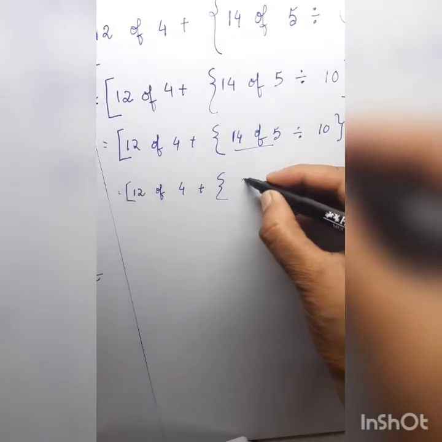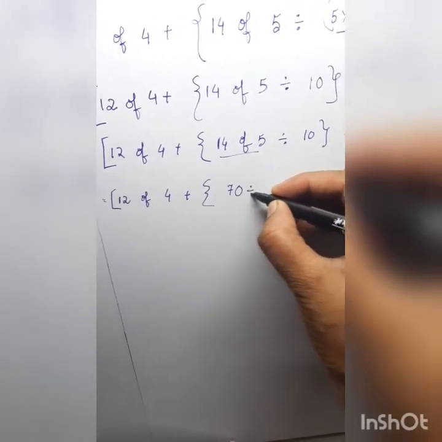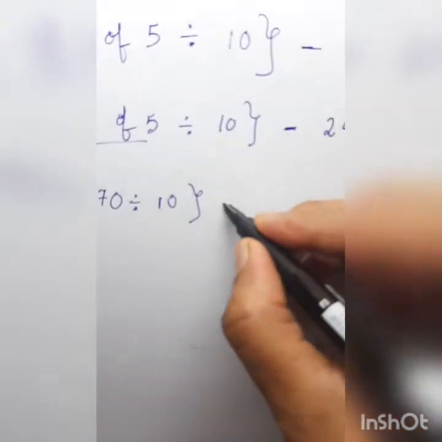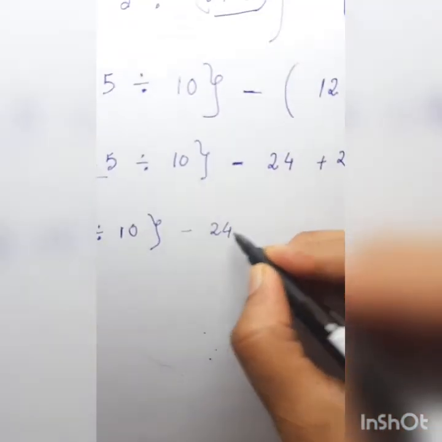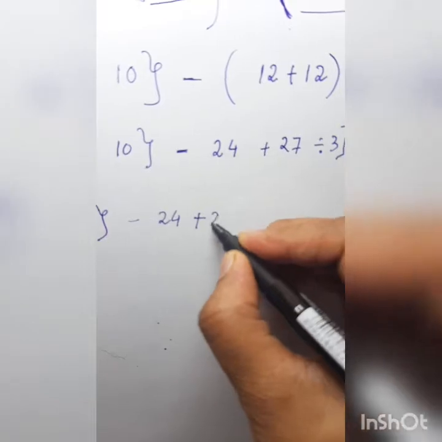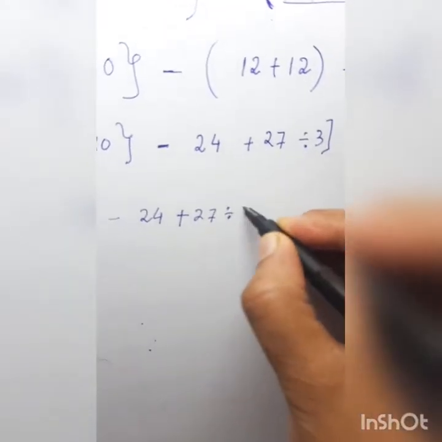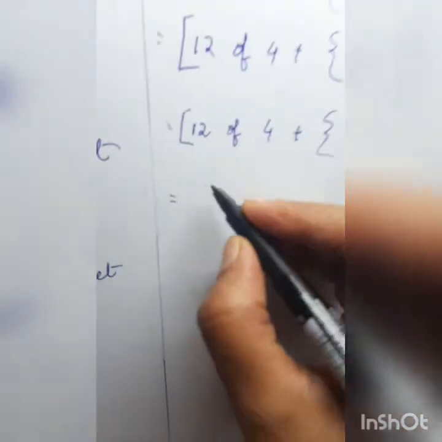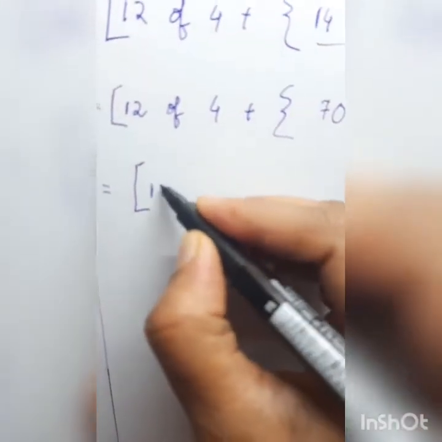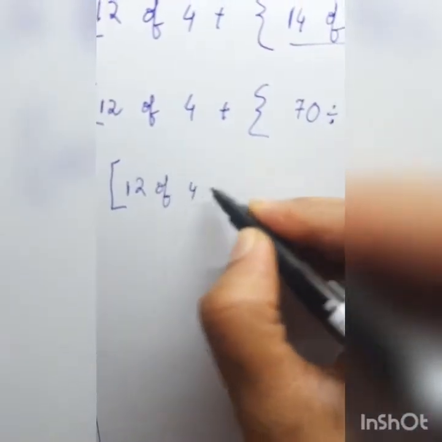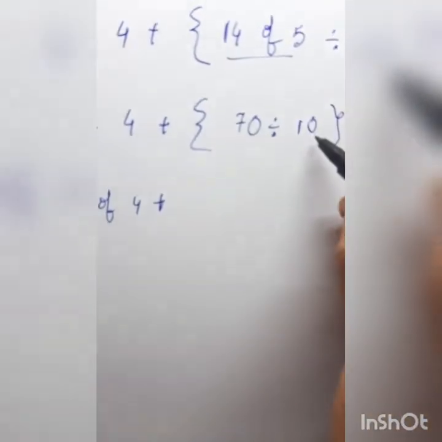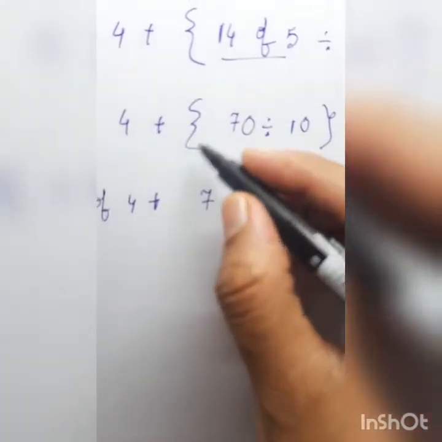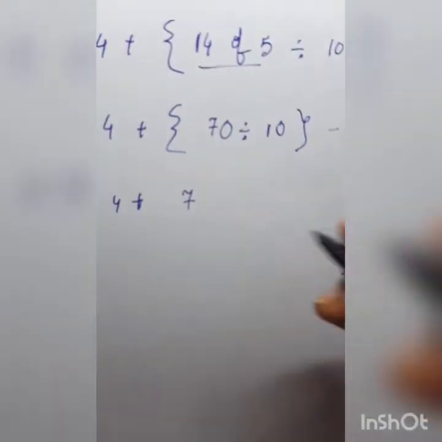14 5s are 70 divided by 10 minus 24 plus 27 divided by 3. I will not do anything else. Repeatedly I am telling, we will go stepwise. Now 70 divided by 10 is 7. So 7. So here again the work of my round bracket finishes.